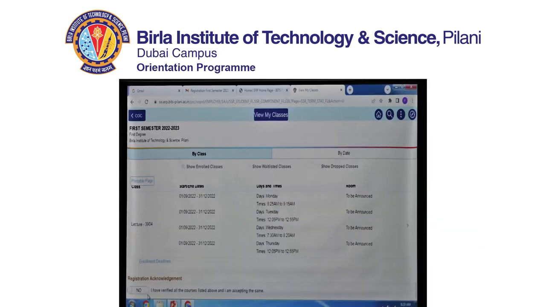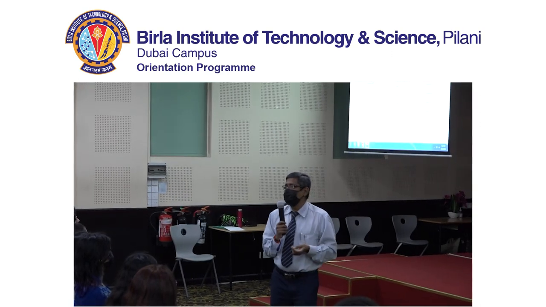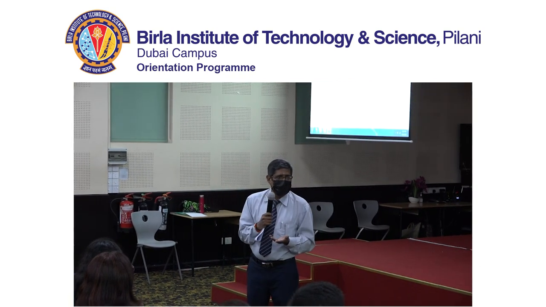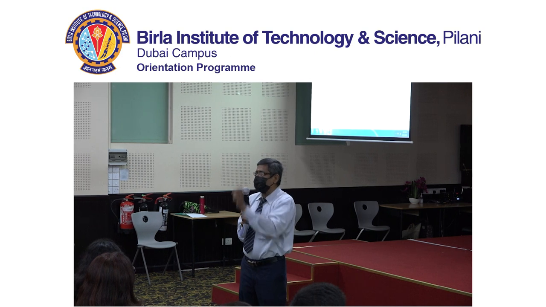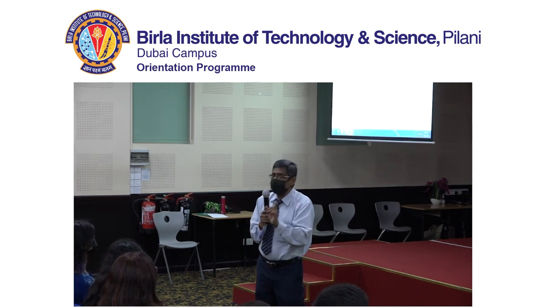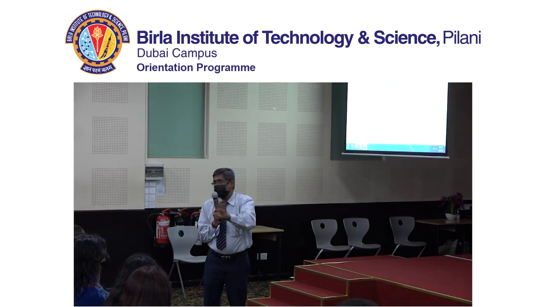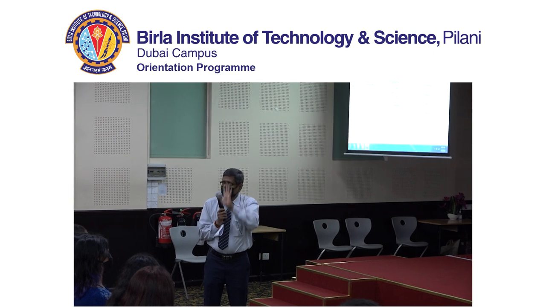Now you see finally you have the registration acknowledgement. Here you have to say that I verified all the courses listed above and I am accepting the same. Why is this given when everything is pre-assigned? For your second year, third year, fourth year and all senior classes, you are going to fix the courses, so naturally it goes with your choice on different courses. Therefore you have to say that these are the courses which I am going to do, because once you press this and validate your registration, nothing can be done. You have to do those courses.